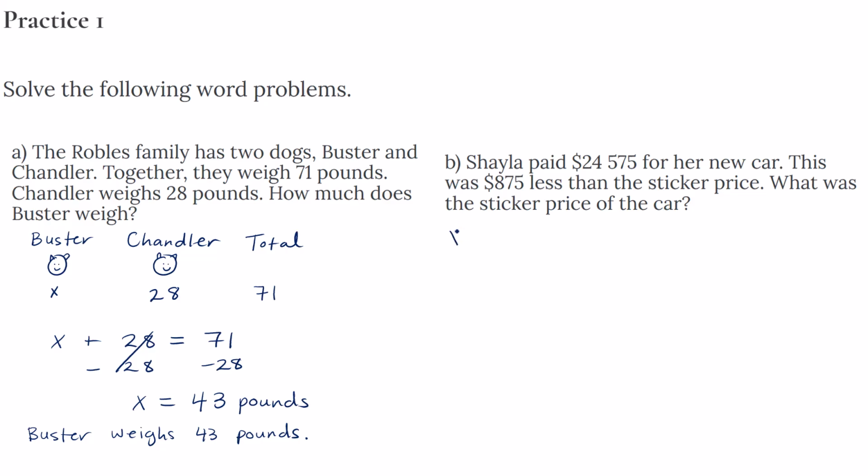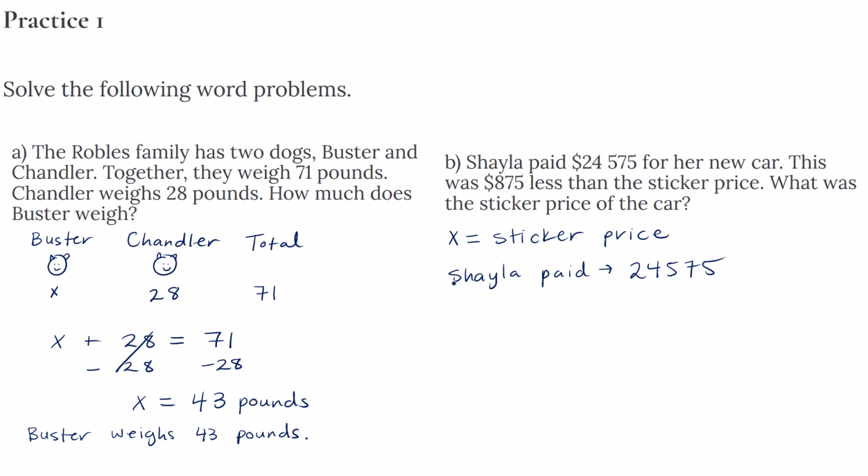For part B, we want to find the sticker price of the car. So I'm going to set our unknown variable of X to the sticker price. The other thing we've been given is that Shayla paid $24,575 for the car. So I'll write that down. We know that Shayla got a deal. She paid $875 less than the sticker price.